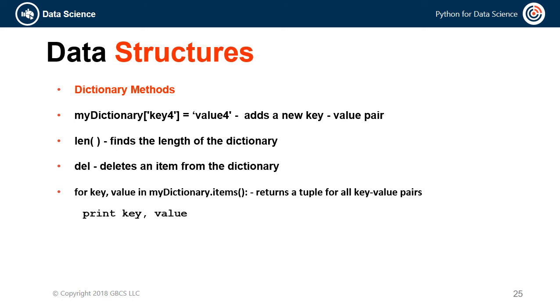To create a new key value pair, you will have to initialize the new key by naming it and then set it to its new value. You can also find the length of a dictionary using the len function, and you could also delete values from a dictionary using the del function.